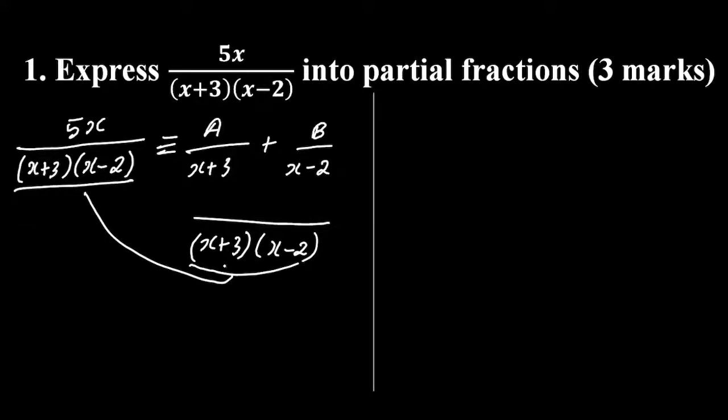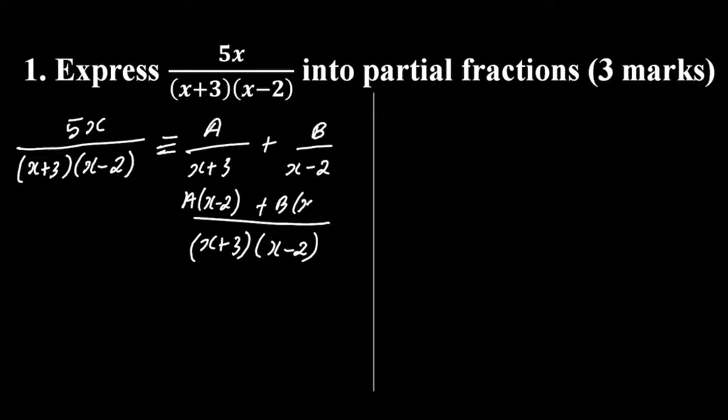Now, if we take the denominator and divide by x plus 3, we are going to have x minus 2. So here we have a into x minus 2. If we do the same thing here, we're going to have b into x plus 3. Now we're going to compare this, because remember, this was 5x divided by x plus 3 in x minus 2.